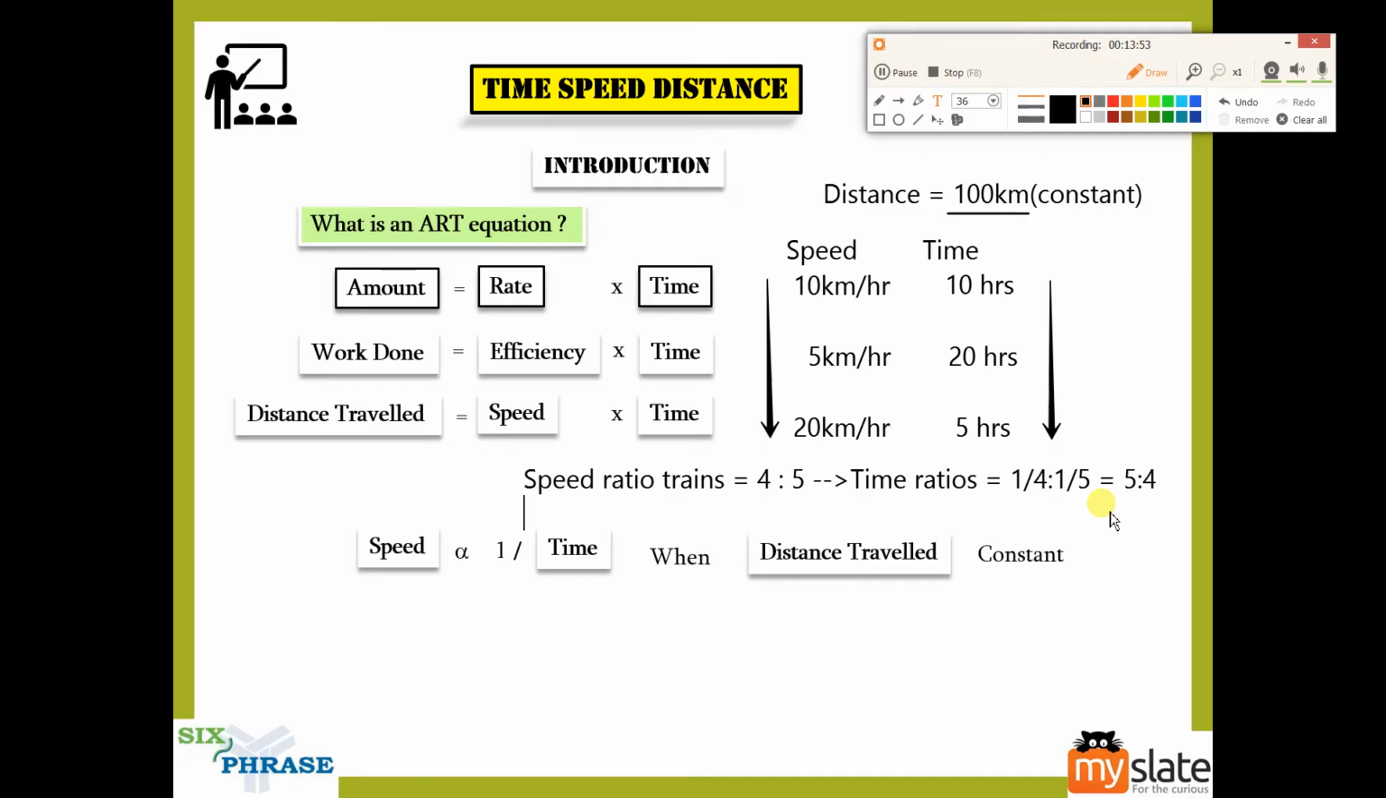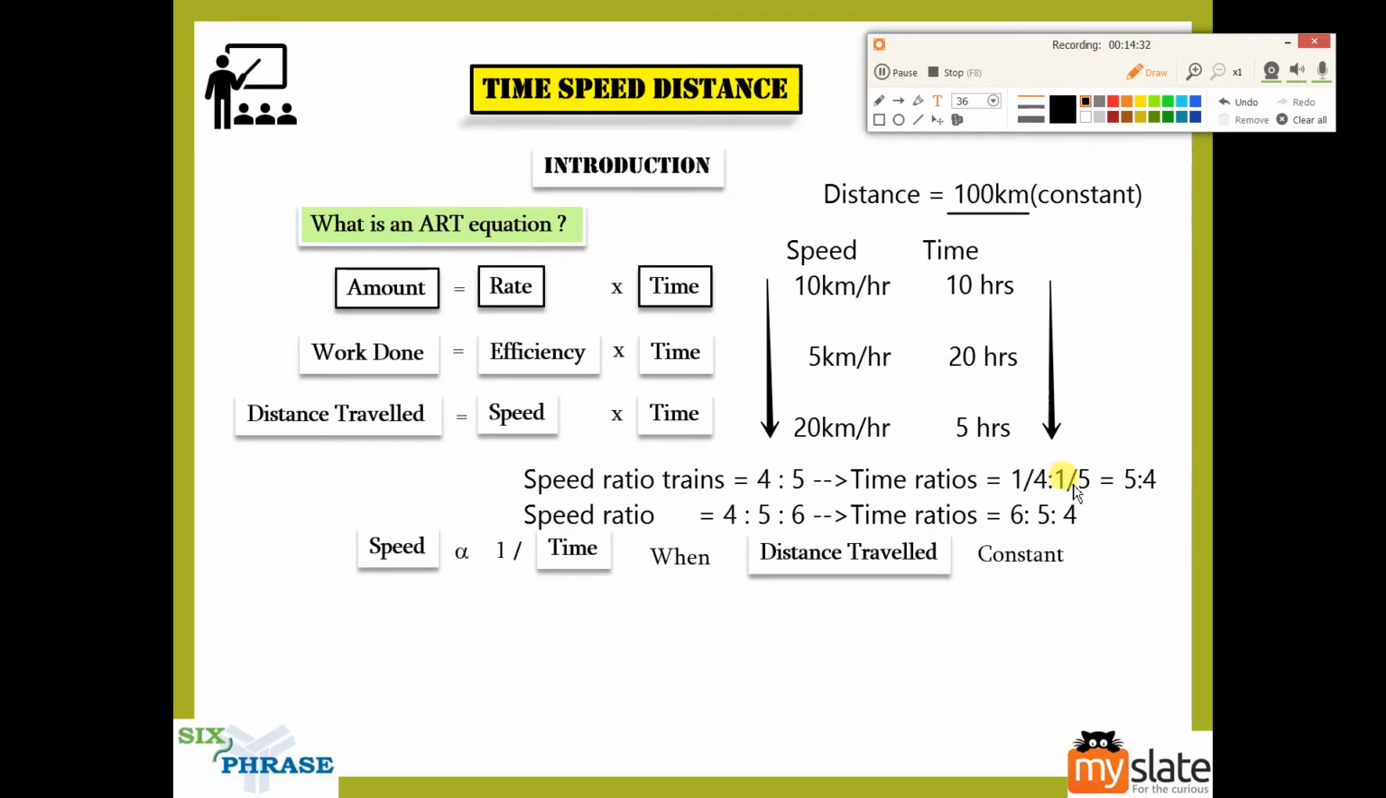Now people often make mistakes. Instead of two trains, let us say we have three trains. The speed ratios of the three trains are given like this: 4 is to 5 is to 6. Now, looking at how I wrote time ratios, what people will do is they'll take the shortcut and write 6 is to 5 is to 4. This is wrong. The inverse of 4 is to 5 is to 6 is not 6 is to 5 is to 4.